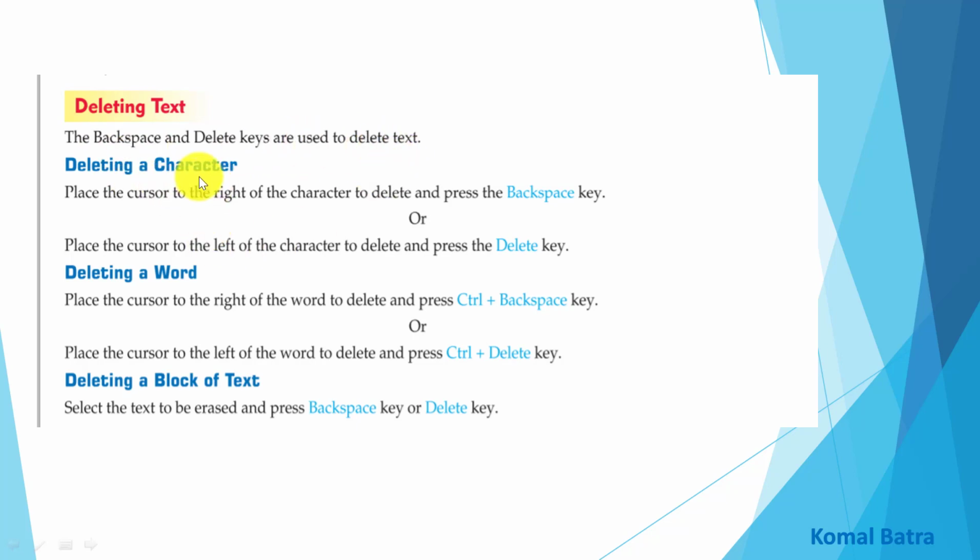If you want to delete a character, place the cursor to the right of the character and press the backspace key. Or place the cursor to the left of the character, then press the delete key. To delete a word, press Control plus backspace, or Control plus delete. To delete a block of text, select the text to be erased and press the backspace or delete key. Or if you want to delete a complete paragraph from your document, select the complete paragraph and press the delete key from the keyboard.